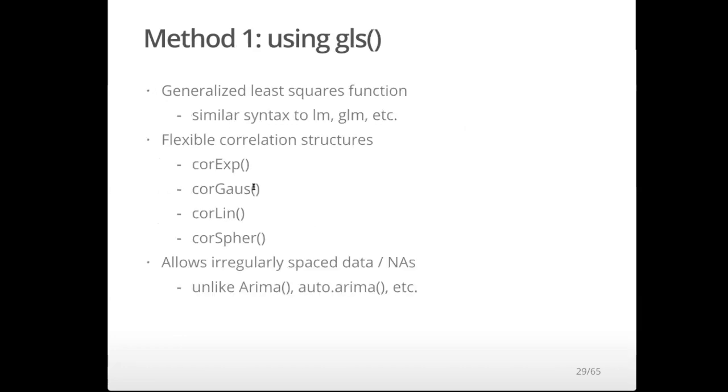Okay. So using GLS, it's a function that fits models using least squares. It has the exact same formula interface as using LM or GLM or the kinds of functions that you're familiar with already. But GLS includes a number of different flexible correlations on top of the basic linear model that allow us to fit a spatial process.